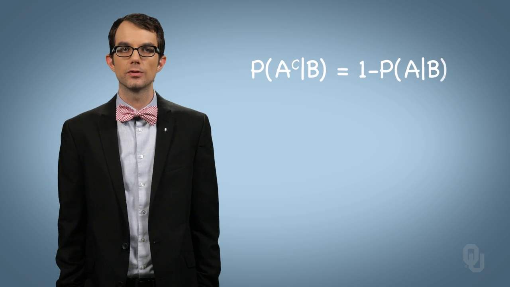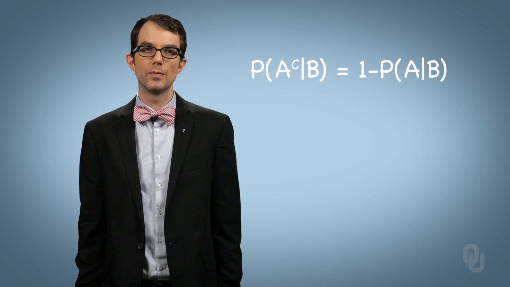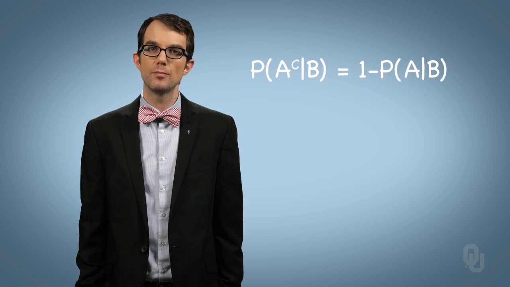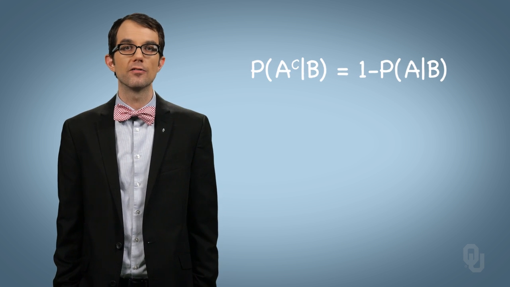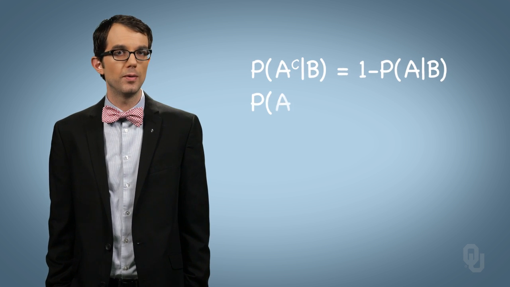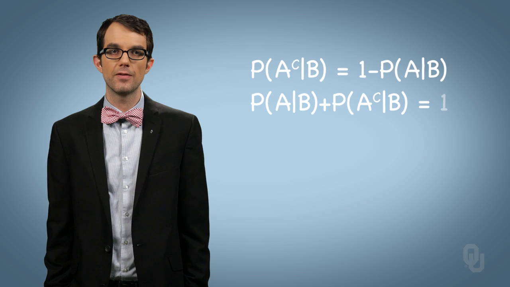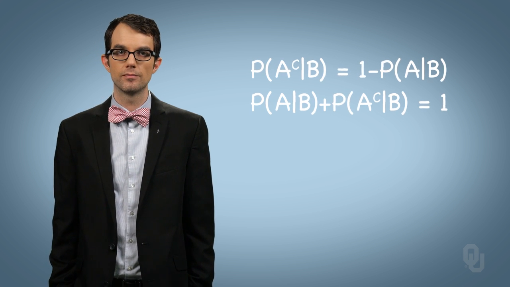The complement also applies here. The probability of A complement given B is equal to 1 minus the probability of A given B. That is, given that B occurs, A and A complement make up the entirety of possible events. So the probability of A given B plus the probability of A complement given B is 1.